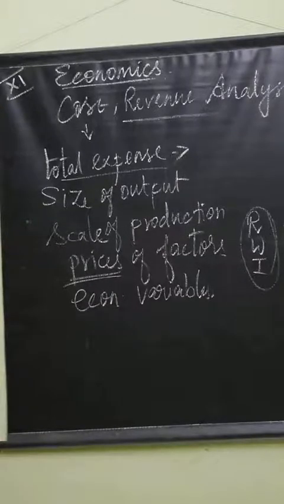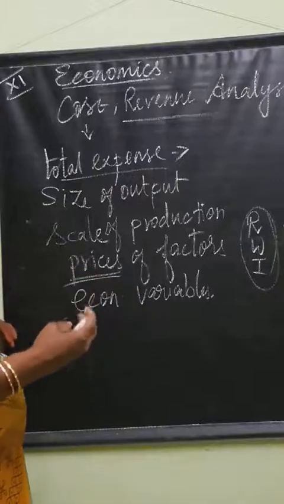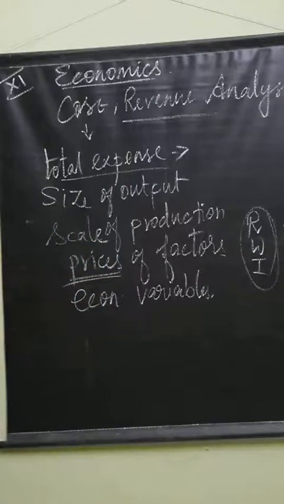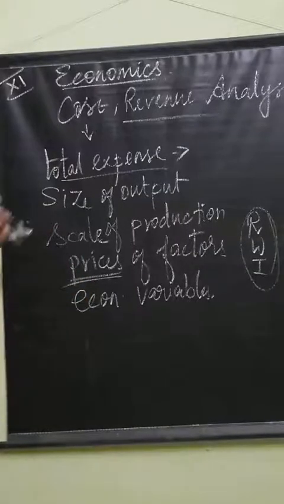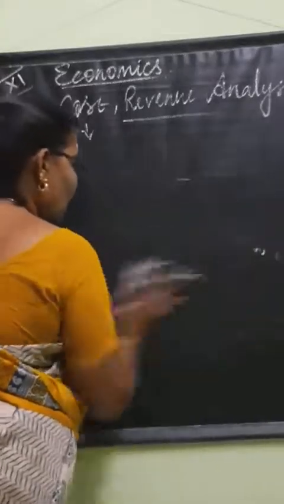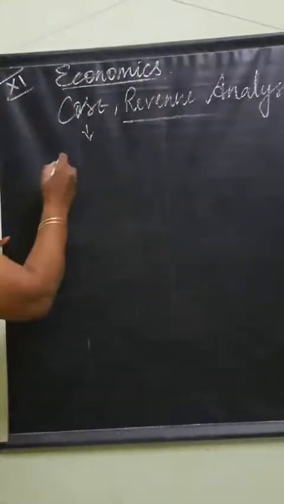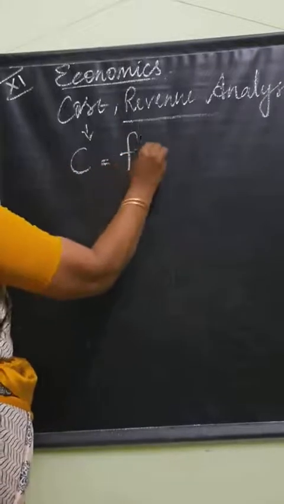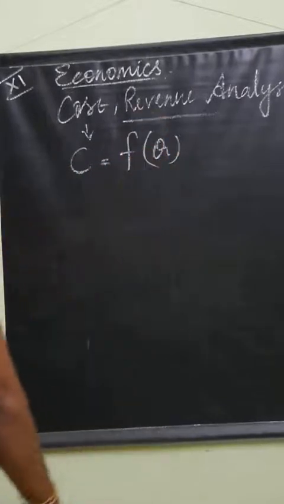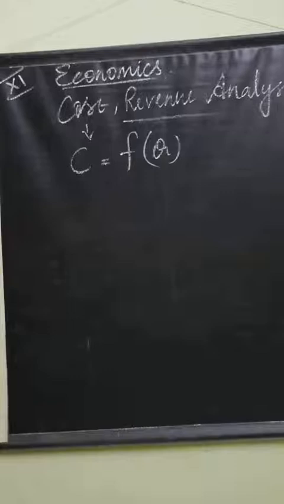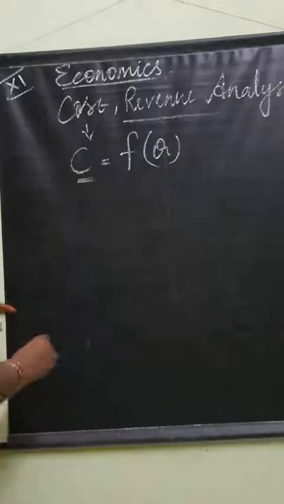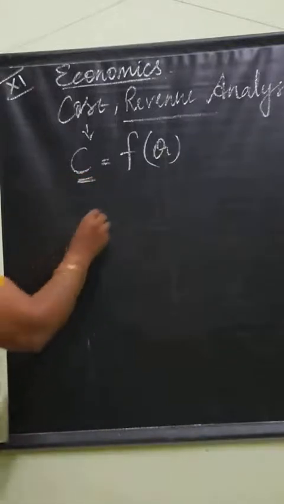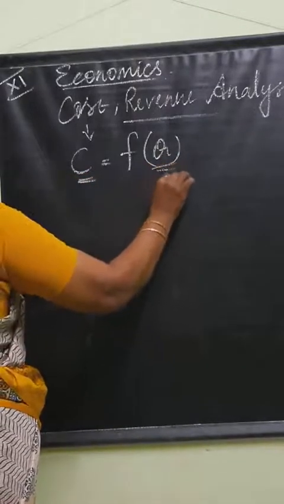So the cost of production is the functional relationship between the output and the cost. So what is cost of production? Cost of production is the functional relationship of cost and output. That is the cost function. Here C refers to the cost, Q refers to the output.